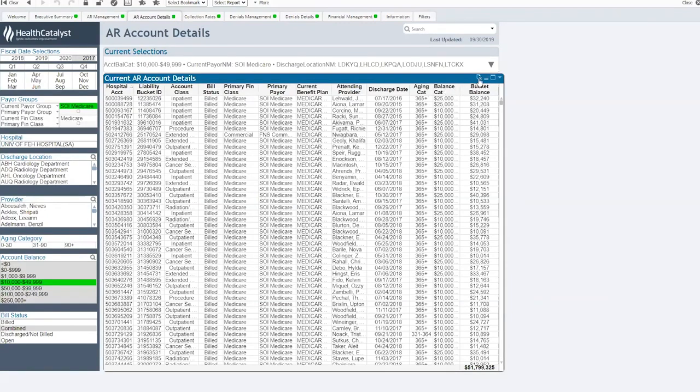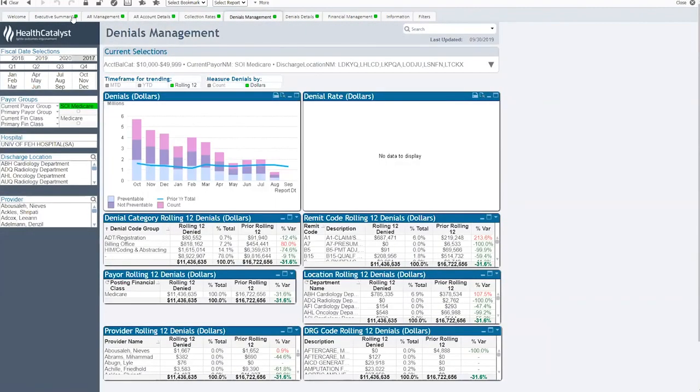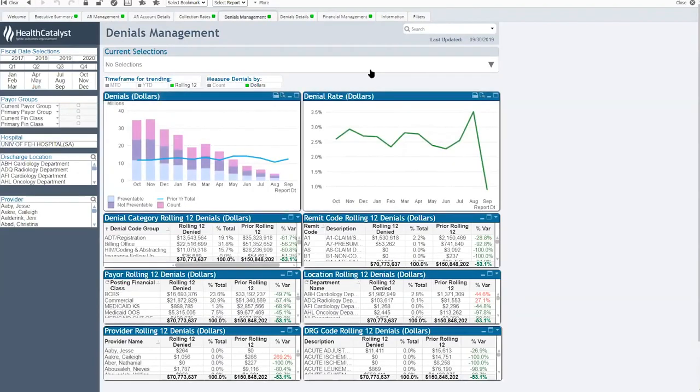I can very easily publish that list to an Excel document if I need to look at that in further detail, as well as I can use this to drive through some of those accounts to help clear out those accounts. Another aspect of this application as well, though, is managing my denials. And let me clear the previous filters there so I can see this particular information.